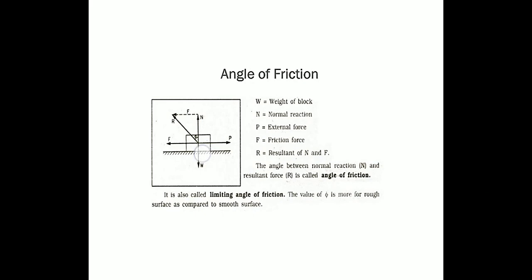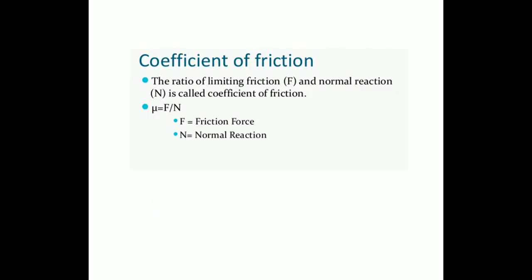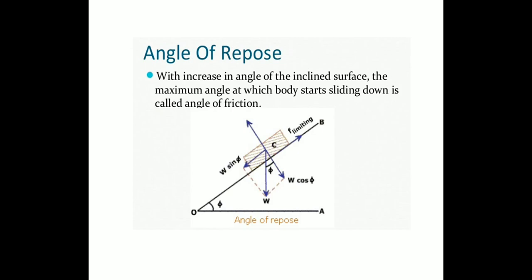Angle of friction: the angle between the normal and the resultant force is called the angle of friction. This is the normal and this is the resultant, so the angle between these two is called the angle of friction. Coefficient of friction: the ratio of limiting friction and normal reaction is called coefficient of friction. Simple expression: mu is equal to F by N, or simply F is equal to mu times N. F is the frictional force, N is the normal reaction, mu is the coefficient of friction.